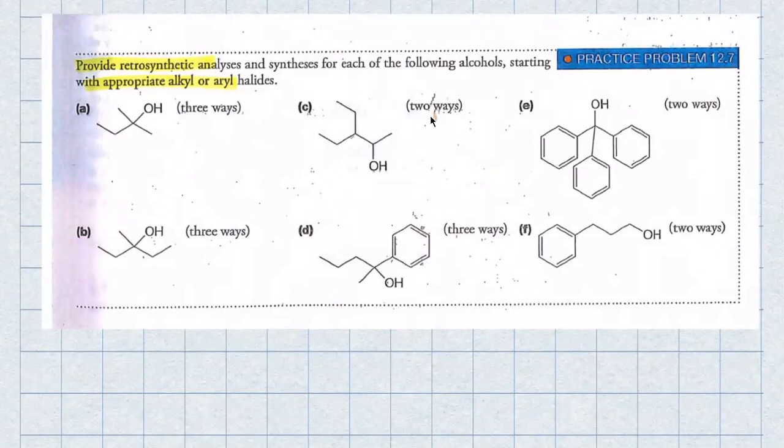So let's do A. Let's do D, and we'll skip F because F is another reaction. Actually, let's do F, but we'll only do it with the Grignard addition. There's another way to make F that doesn't involve a Grignard, but we're not gonna do that. All right, so let's do A, D, F, and C.